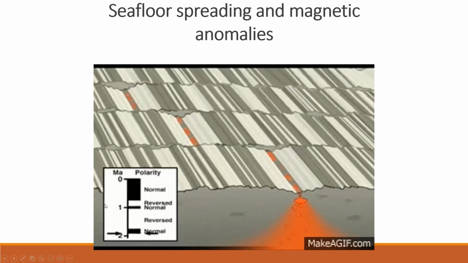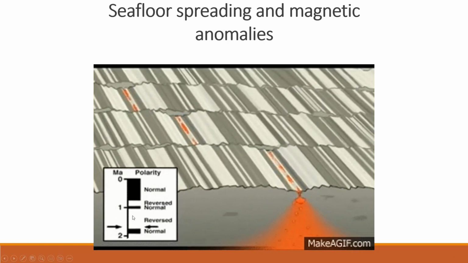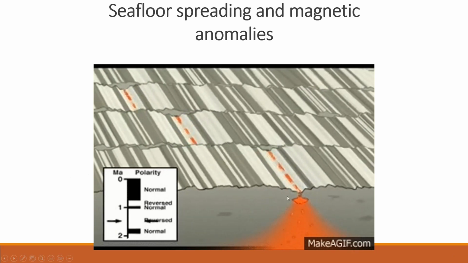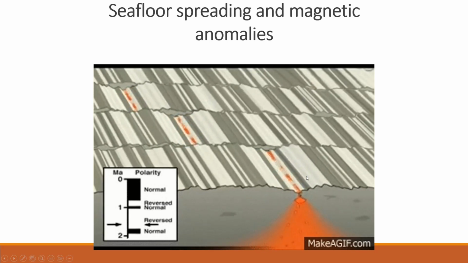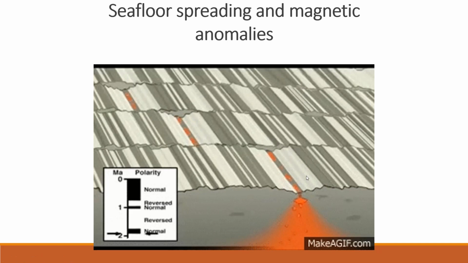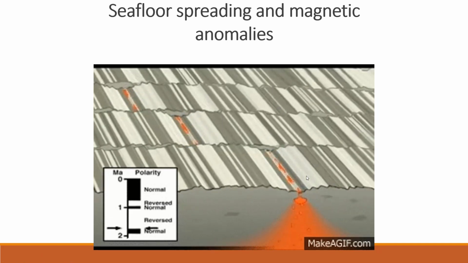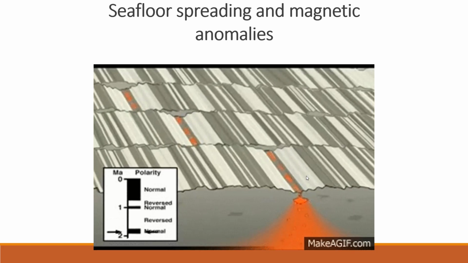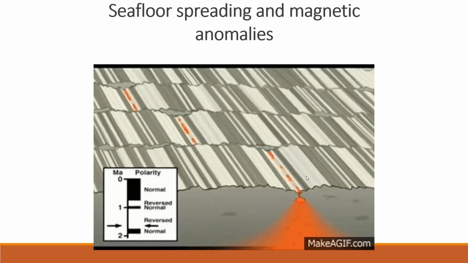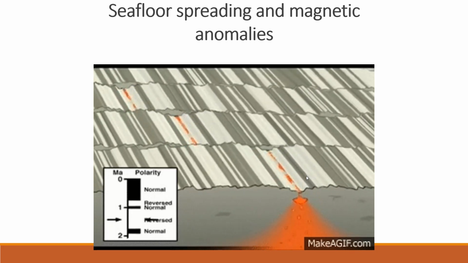So here is an actual graphic showing this. So we see the magnetic polarity down here. We are producing our ocean floor up here, and we see this pattern moving across our ocean floors. I'll let that run for another one or two times just so you can kind of get an idea of it.